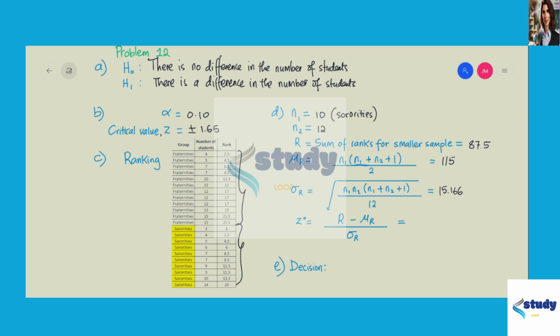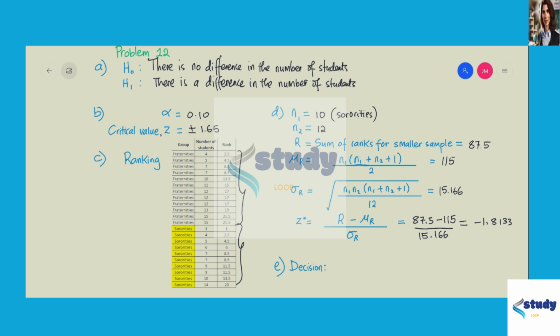Now we're able to work out the value of Z, and we're going to substitute the values of R, mu R, and sigma R into the equation, and that will be 87.5 minus 115 divided by 15.166, and that gives us the answer negative 1.8133. So that's the value of Z in this case.